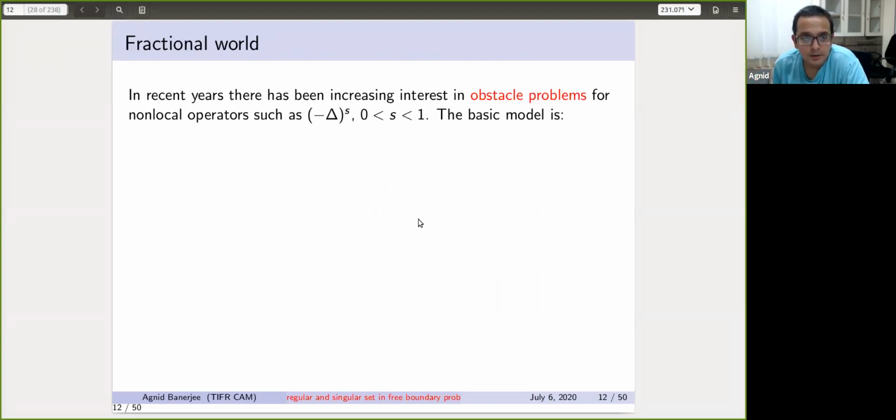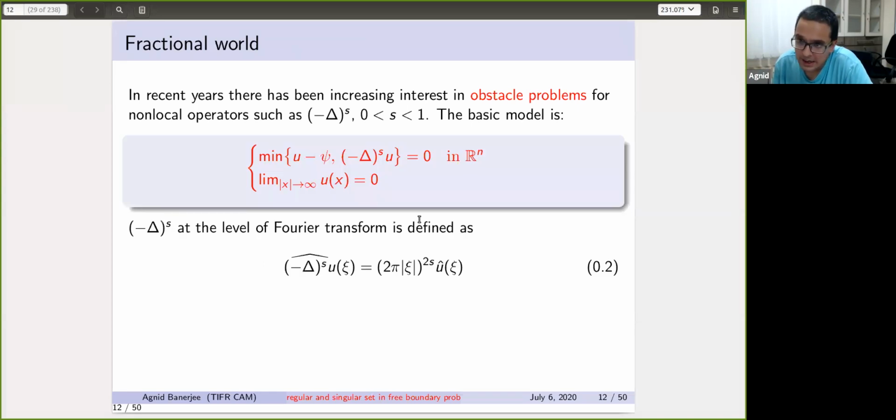So now I turn my attention to the fractional world. It would not be wrong to say that there has been an increasing interest in recent times in obstacle problems for non-local operators such as the fractional Laplacian. The basic model is, you just want to mimic what happens in the local case.